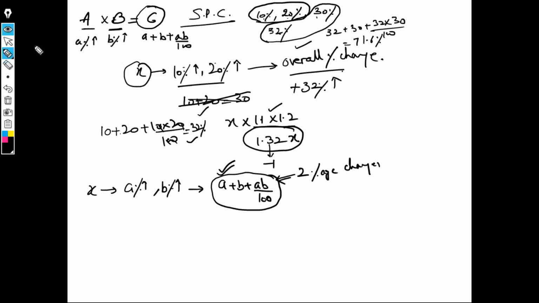wherever you come across numbers getting multiplied. So I will give you a few examples on the same. So please bear this relation in your mind.